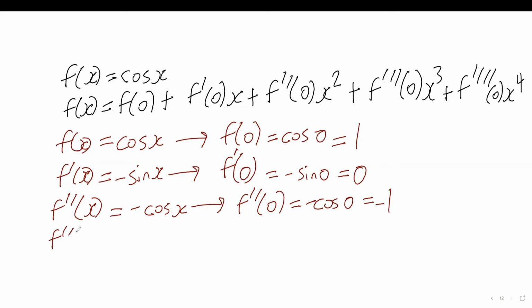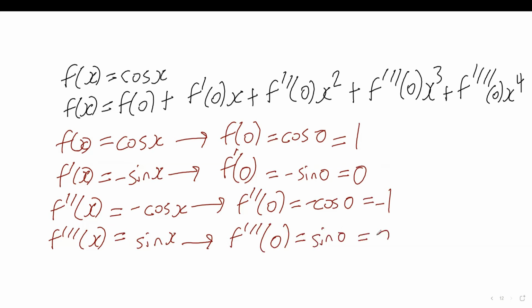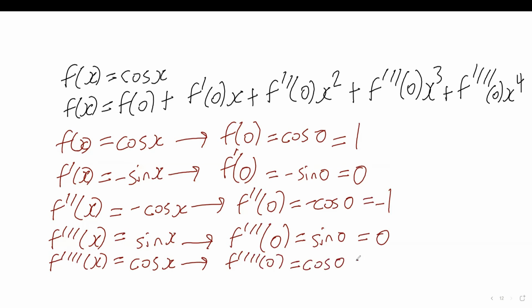And then f triple prime of x is, when you differentiate minus cos, you get sine x. And so that implies that f triple prime of 0 is the sine of 0, which is 0. And then f fourth prime of x is, when you differentiate sine, you get cos x. And so f fourth prime of 0 is the cos of 0, and the cos of 0 is 1.